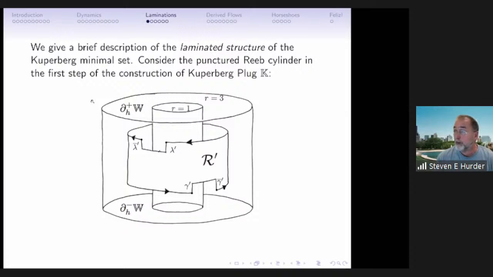So in order to say more, let me go into just a recall of the lamination that is inherent in the Kuperberg construction. This is a picture that was in Etienne's Seminar Bourbaki, and it's the fact that when you do this insertion, you're taking the Rabe cylinder between the periodic orbits, which are pictured here.